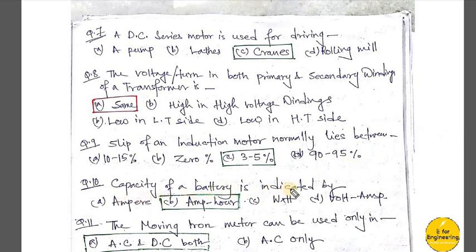Capacity of a battery is indicated by ampere, ampere hour, watt, or volt ampere. It is indicated by ampere hour. You know that for a battery, the battery capacity is labeled on its back, that is in ampere hour, 10 ampere hour, 7 ampere hour. That is a normal rating of a battery.